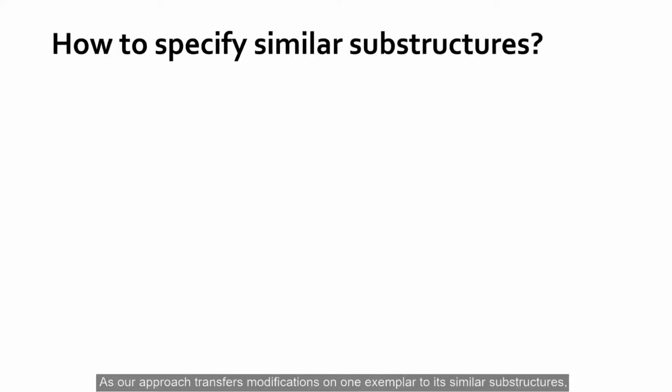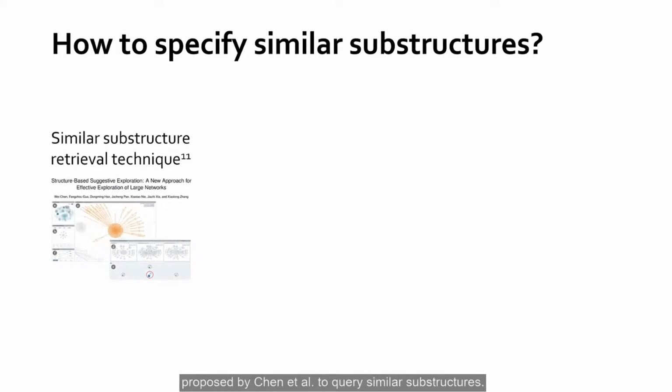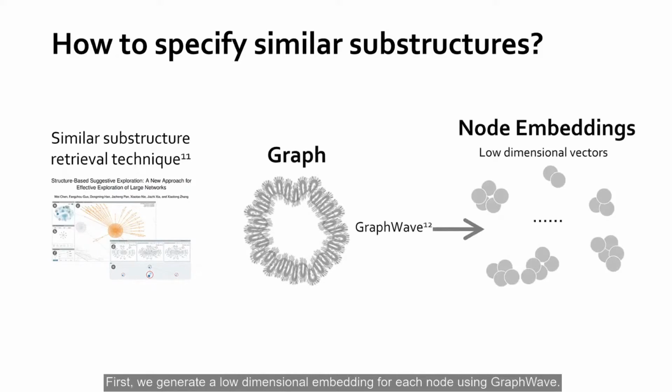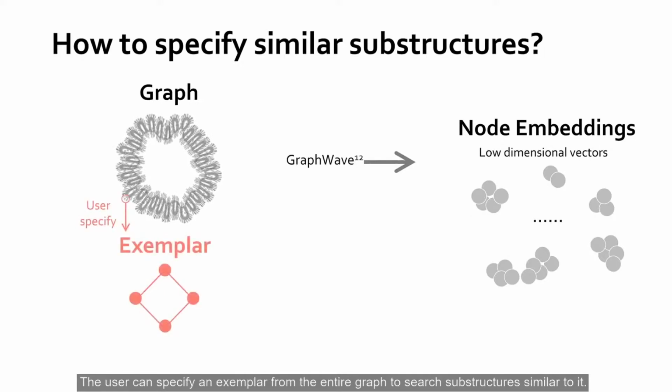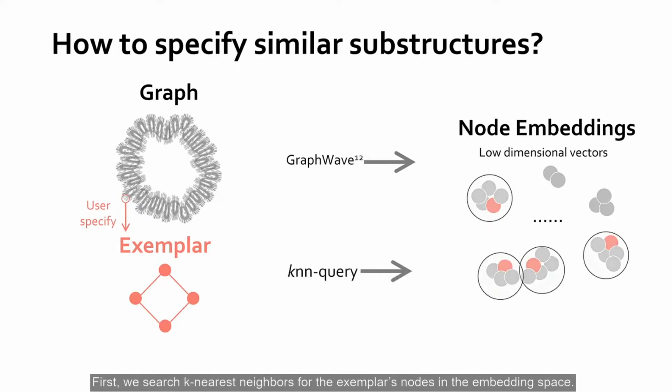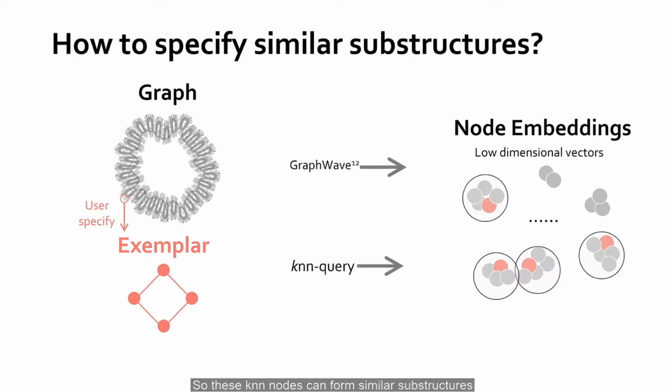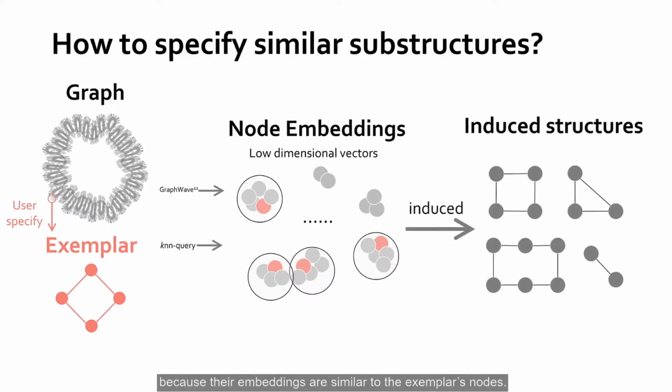As our approach transfers modifications on one exemplar to its similar substructures, how can we specify similar substructures? Besides lasso interactions, we utilize the similar substructure retrieval technique proposed by Chen et al. to query similar substructures. First, we generate a low-dimensional embedding for each node using GraphWave. The user can specify an exemplar from the entire graph to search substructures similar to it. First, we search k nearest neighbors for the exemplar's nodes in the embedding space. As we know, embeddings generated by GraphWave capture node topology information. So these KNN nodes can form similar substructures because their embeddings are similar to the exemplar's nodes.